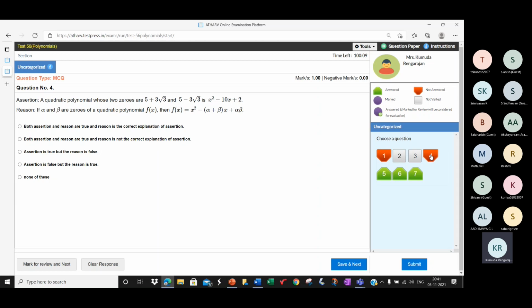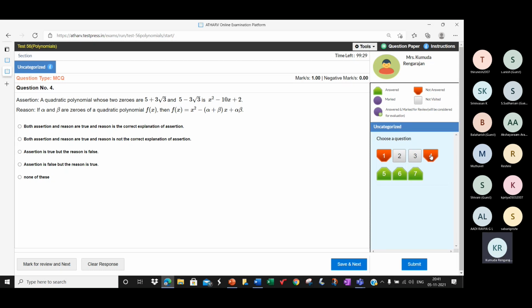What is the sum of the zeros here? 10, ma'am. 10, and it is given to be minus b by a. Okay. So the sum of the zeros, 5 plus 3 root 3 plus 5 minus 3 root 3. When you find the sum of the zeros, what is the sum? 10. And what is minus b by a? 10. So that's fine. The product of the zeros is 25 minus 9 times 3, which is 27. The product of the zeros is minus 2.